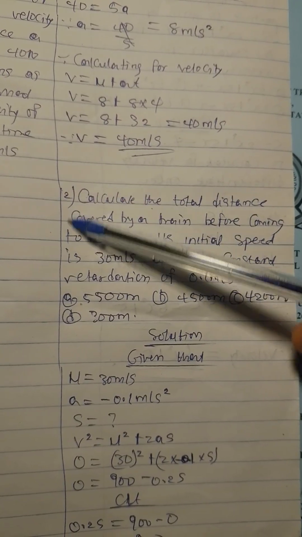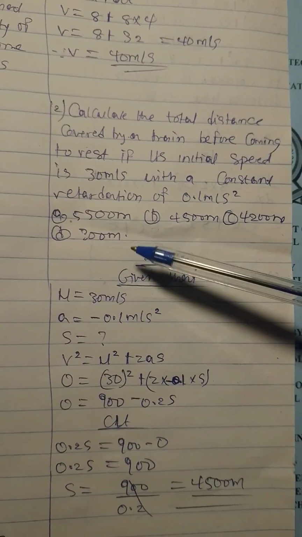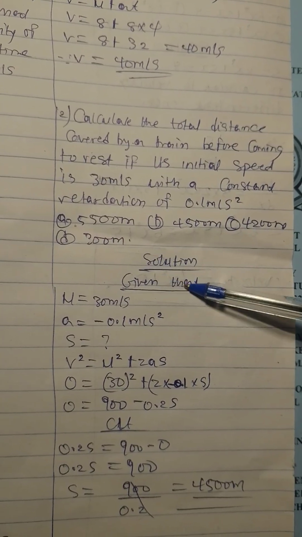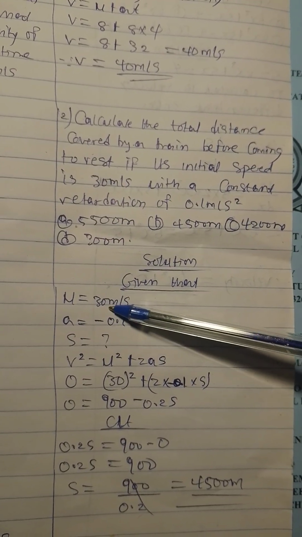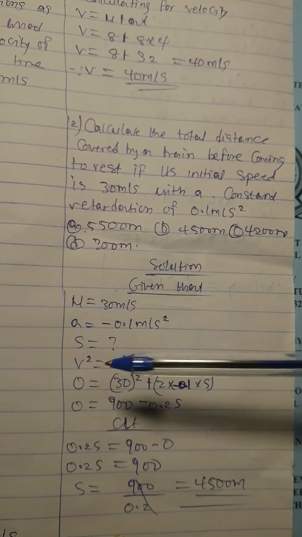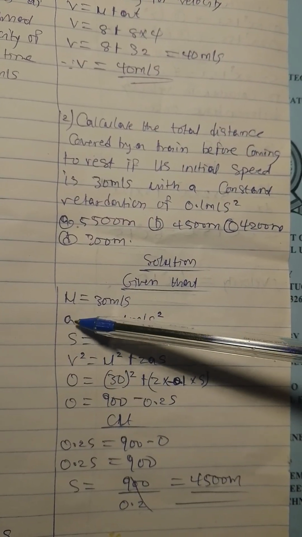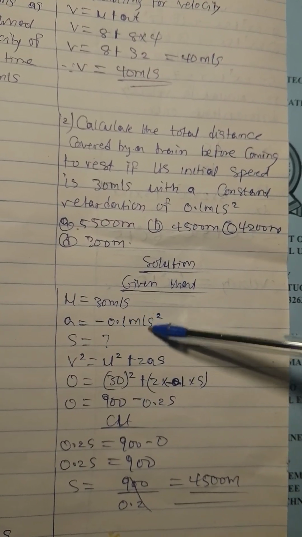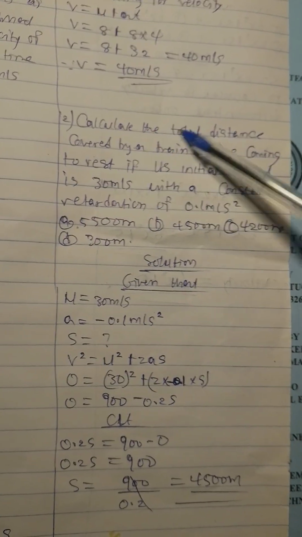Now we have to calculate the total distance. For this question, what is given to us is that our initial velocity is 30 meters per second. And our acceleration, our retardation, you should know that retardation and deceleration is always negative. So our retardation is minus 0.1 meters per second squared. And here we have to find the total distance.